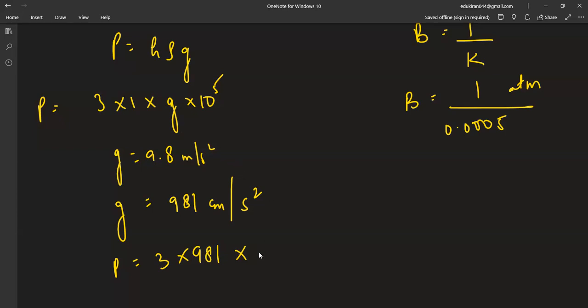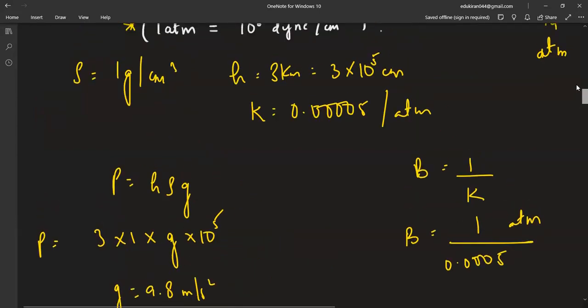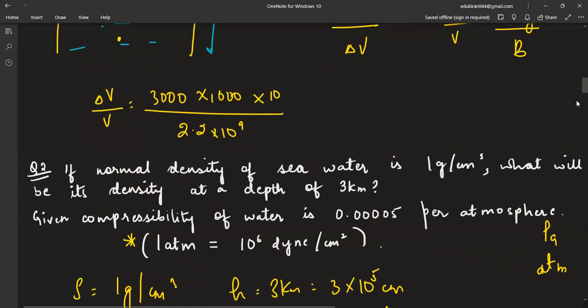So 981, this will be 3, 4, 1. Then you have 9 and 1 plus 2. 2943 into 10 to the power 5. This should be the value. Now you have bulk modulus from here, right? So from here, we'll calculate the value of pressure. Pressure is there, bulk modulus is there. We have to find out delta V by V from here.